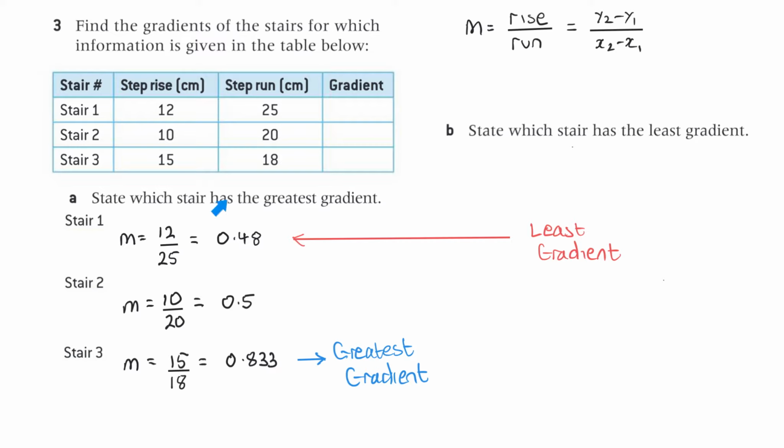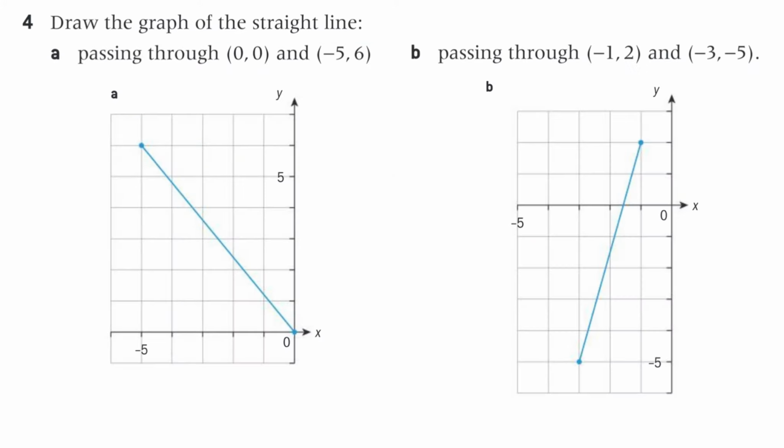It says which stair has the greatest gradient. Well, the greatest gradient is the highest number, and so that's 0.833. B, state which stair has the least gradient. Well, the least gradient is the lowest number out of these 3, and that's 0.48.